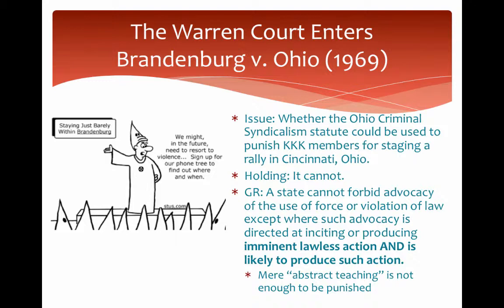So let's break that down for a minute. This is a reinvention of the clear and present danger test because mere abstract teaching is not enough to be punished. So you need something more. You can't have one lone member of the KKK saying, we're going to take down the government. You have to have a plan in place and a likelihood that that plan is going to come to fruition.